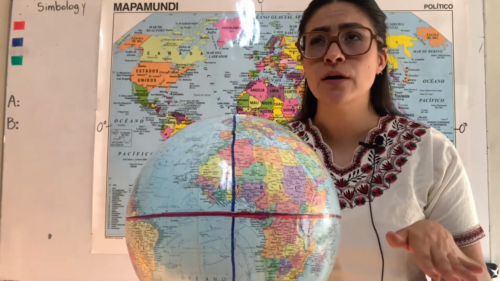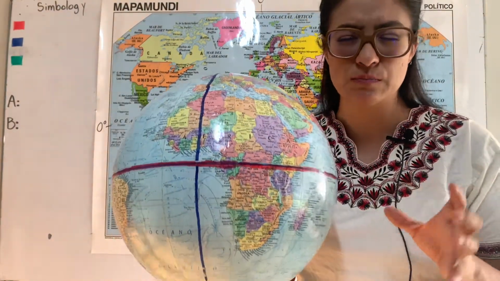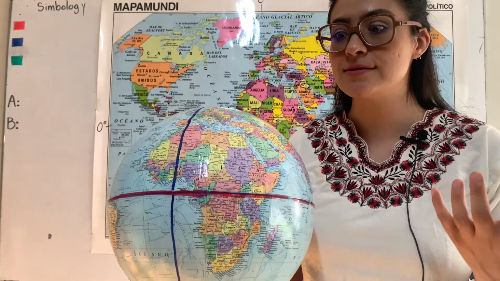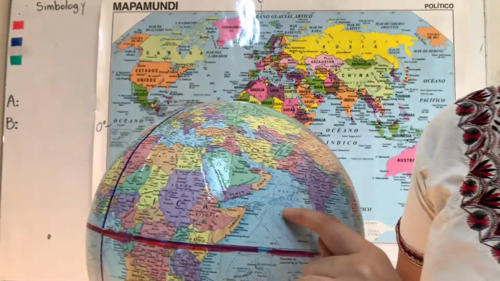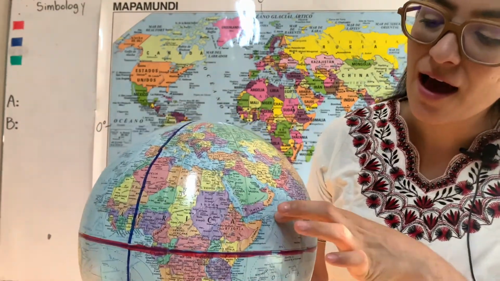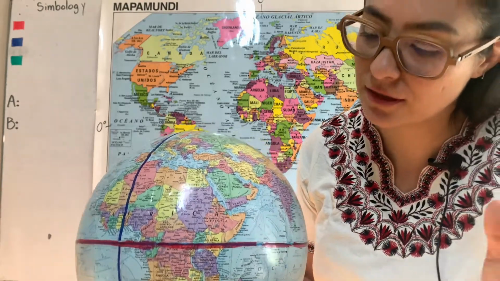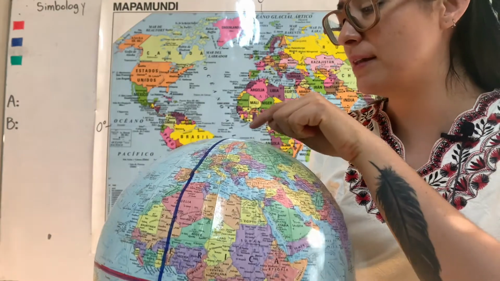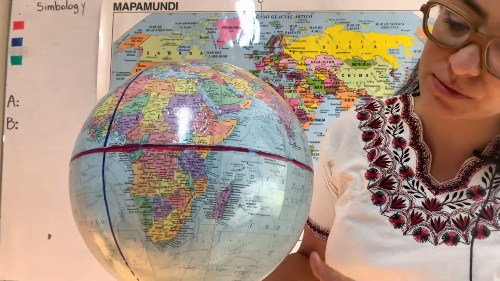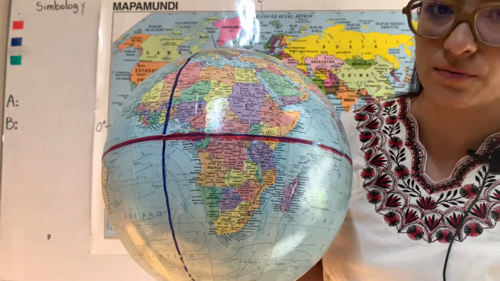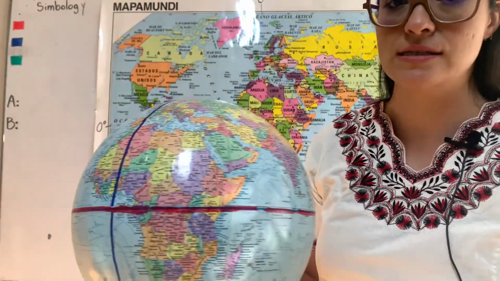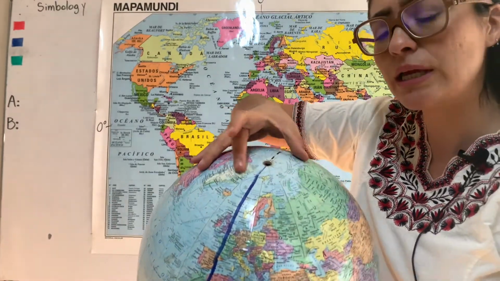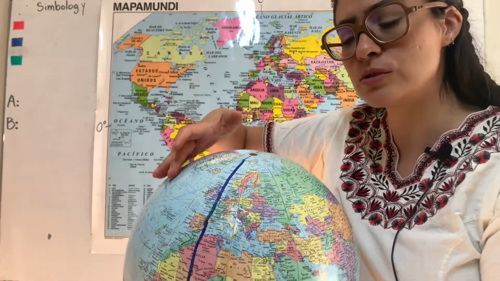So we are going to create a kind of grid, using parallels and meridians. The parallels, as you can see here, are the lines that are parallel to the equator, and we have 90 parallels going up into the northern hemisphere and going down into the southern hemisphere. 90 and 90, that's basic geometry, and all of those parallels are shrinking going to the poles.